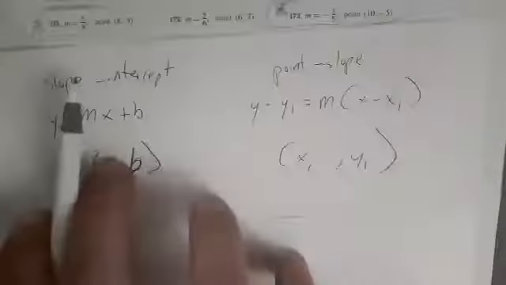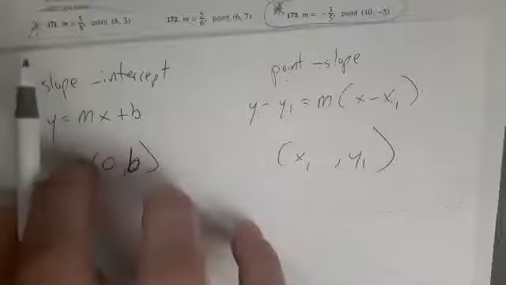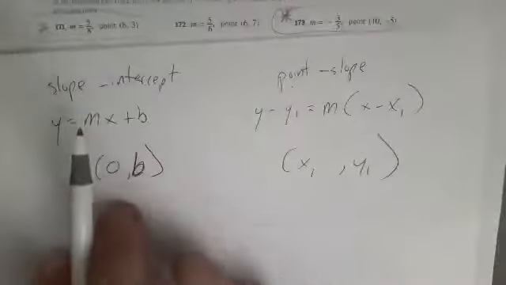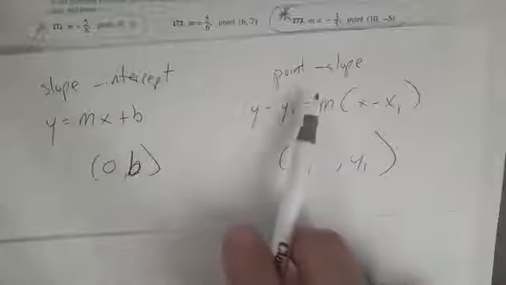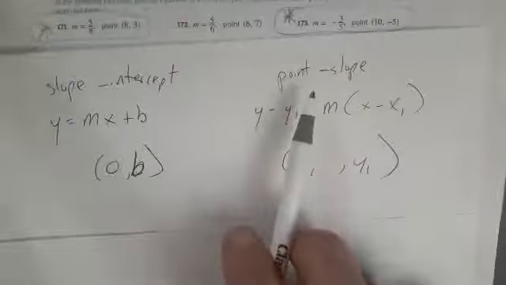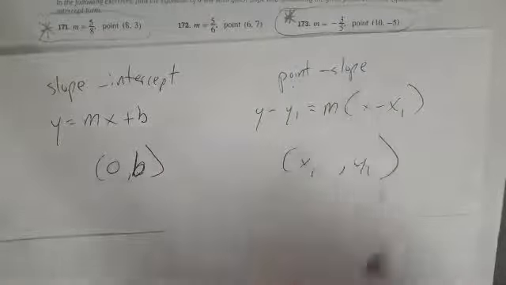So we have a point and we have a slope. Guess what we can use? Y equals mx plus b, slope intercept? No, we've got a point and we have a slope, so we can use point slope form.